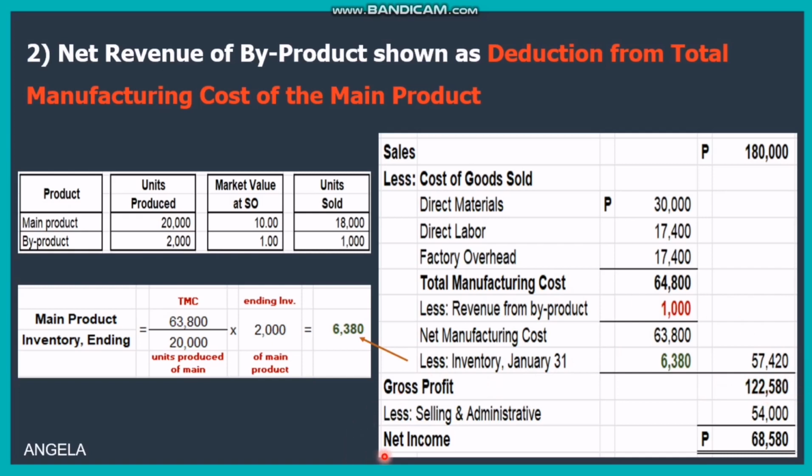Para naman makuha natin yung net income, gross profit less selling and administrative expenses, so that would be 122,580 minus 54,000, we will arrive at a net income of 68,580 pesos.